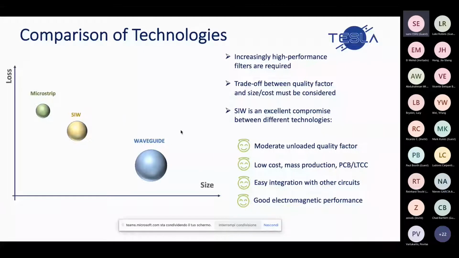Here we can see 3 main technologies: microstrip, SIW, and classical waveguide. Compared to the planar technology, such as microstrips, we have a higher quality factor. They are cheaper than the classical waveguide, even by the fact that they are fabricable with standard technology such as LTCC or PCB.